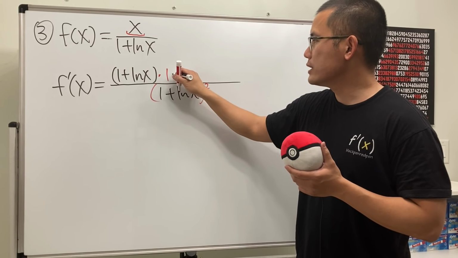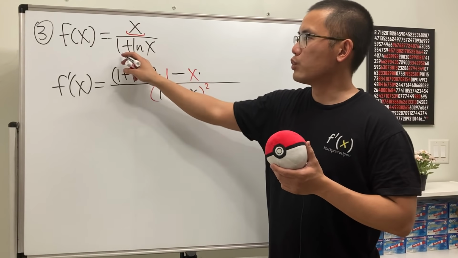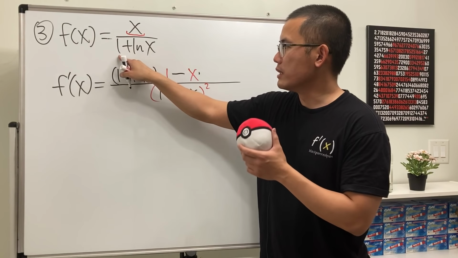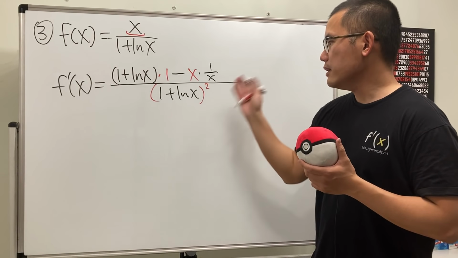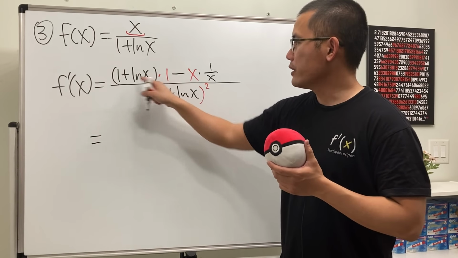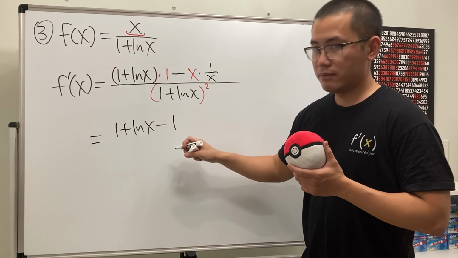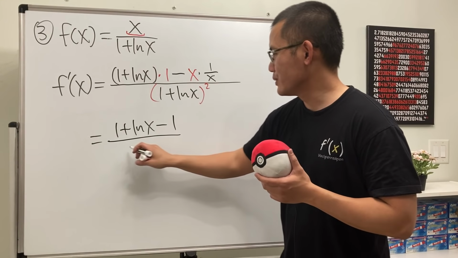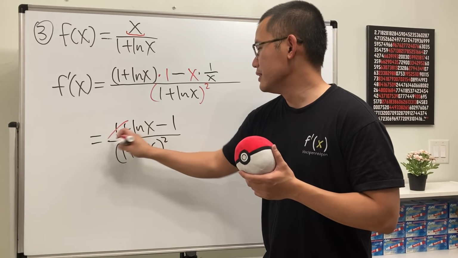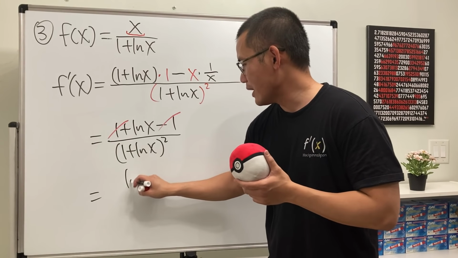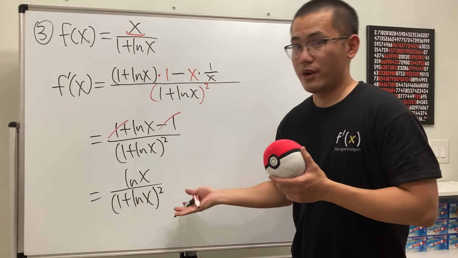And then for the quotient rule, we subtract the top function, which is x, and we multiply by the derivative of the bottom. Derivative of 1 is 0, derivative of ln x is 1 over x. Okay, and then we can actually clean this up a little bit. 1 times this is just that, 1 plus ln x. And this times that is just minus 1. And then over that, which is (1 plus ln x) squared. And lastly, this and that cancel. So ladies and gentlemen, we have ln x over (1 plus ln x) squared. Just like that.